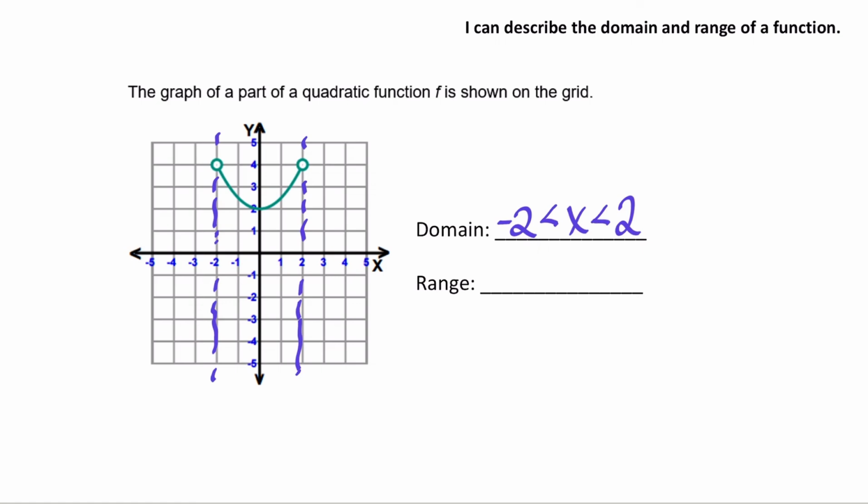Range is going to go from low to high. So the lowest point is right here, and the highest point is right here. The lowest value is going to be at 2. There's no open circle there, so I'm going to include that value, and then I'm going to write y. The highest value is at 4. There are 2 points that are at 4, but both of those points are open circles. So that means I'm going to write 4, but I'm not going to include it.